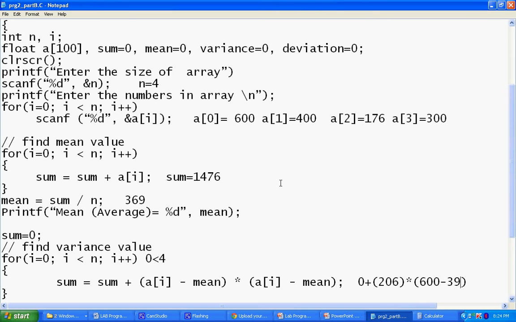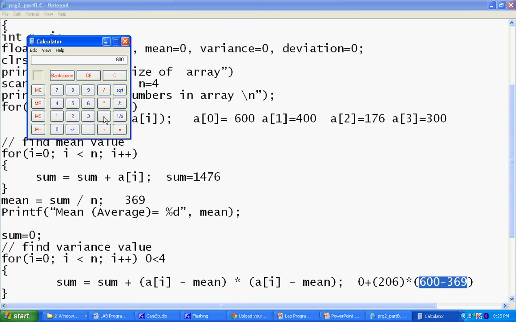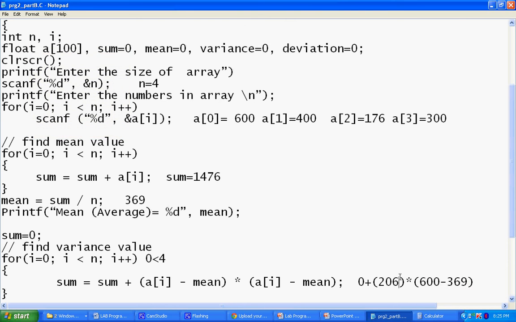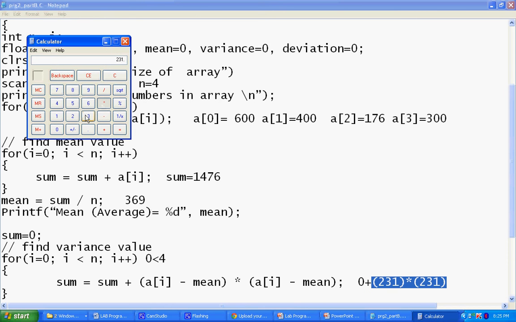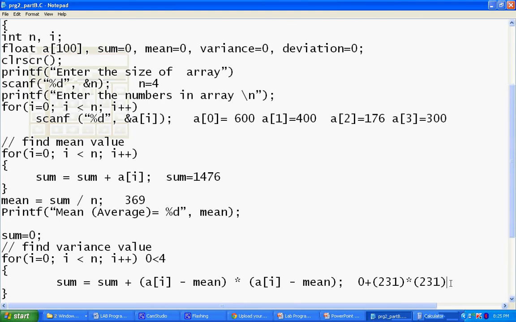Let me just calculate. I think I made a mistake here, as 600 minus 369 equals the value 231. So it's not 206, it is 231. Same way here also it makes 231. It is multiplying 231 into 231. So in the calculator, when you multiply 231 into 231, it equals 53361. I'm just going to keep it here, 53361. So the value of sum is right now 53361.